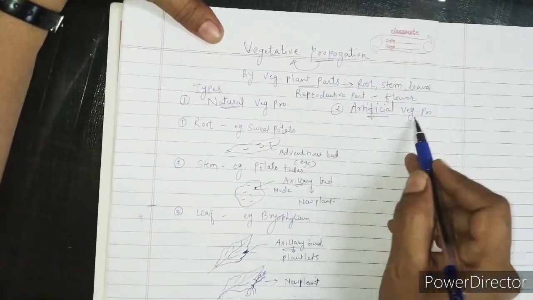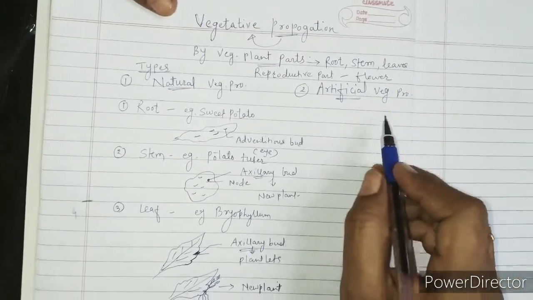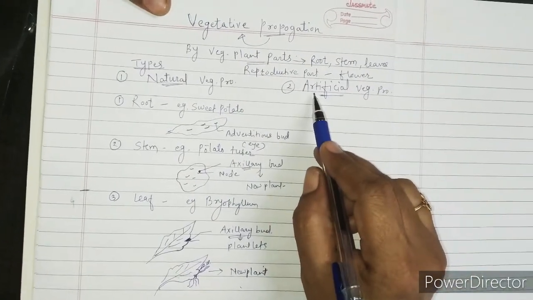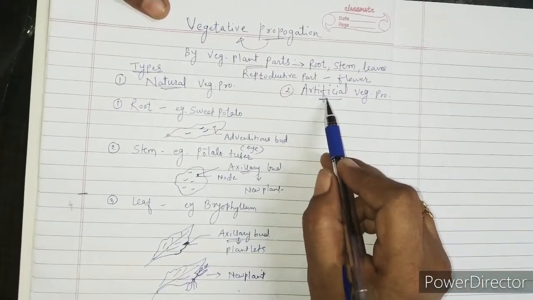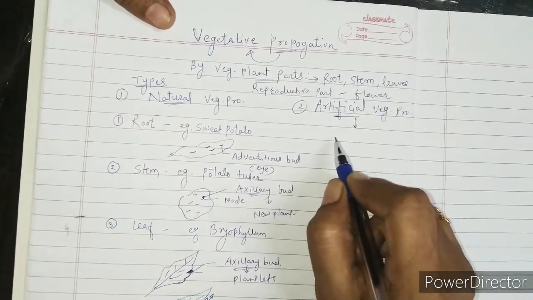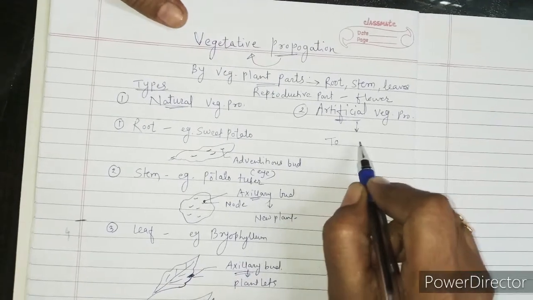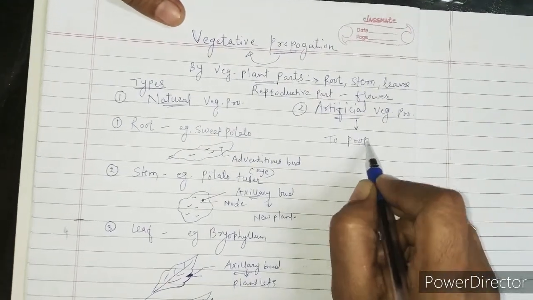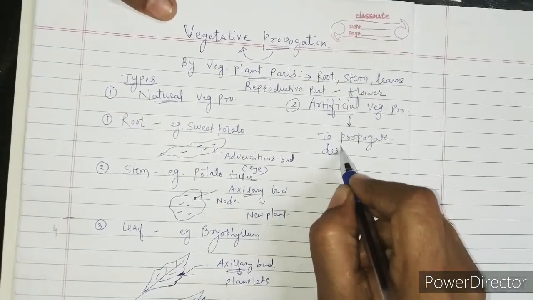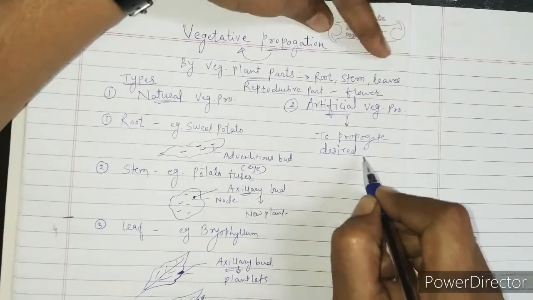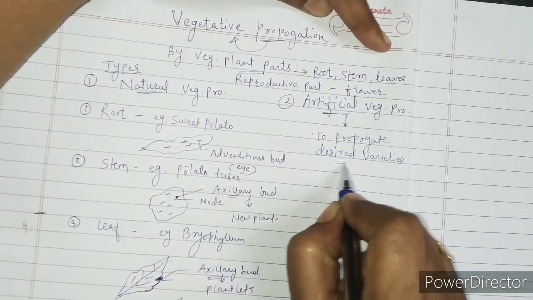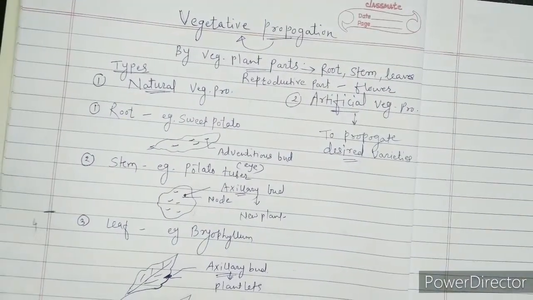Now we will see about artificial vegetative propagation. See here, horticulturists and agriculturists utilize this method of artificial vegetative propagation, and here the main aim is to propagate the desired varieties of the plants. So desired varieties, this is the main aim of artificial vegetative propagation.